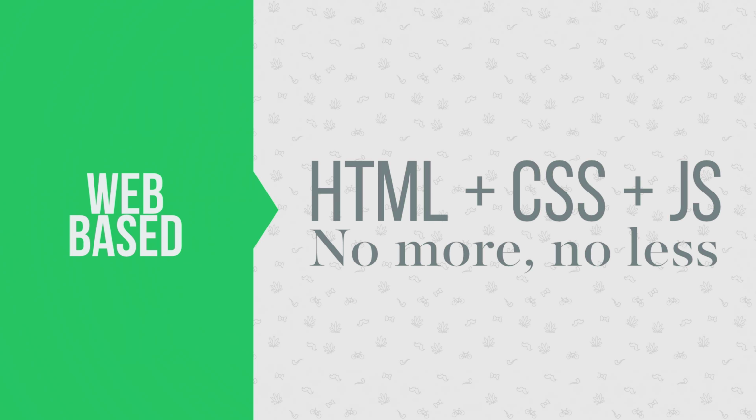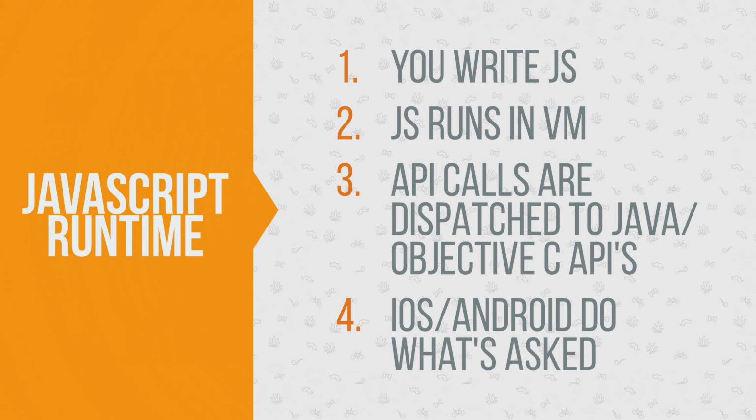And then we had the fourth way, which is what I named the JavaScript runtime. And this works a little bit different. Here you write JavaScript code. That JavaScript code runs within a virtual machine on the actual device. And from that virtual machine, you translate and dispatch calls to the actual APIs of the devices. And then the devices do what they ask them to.